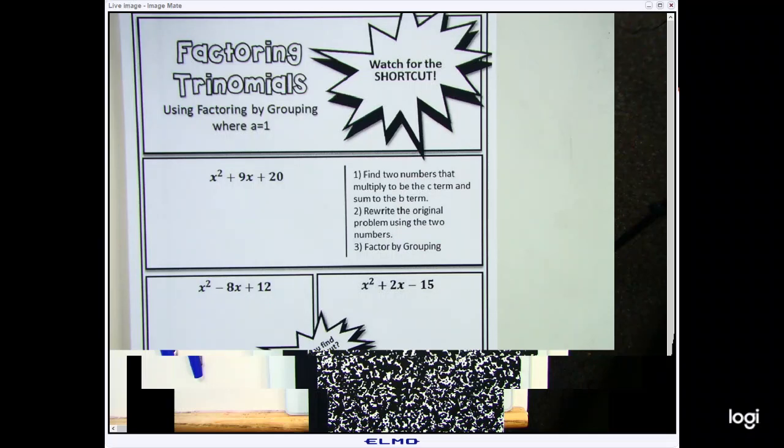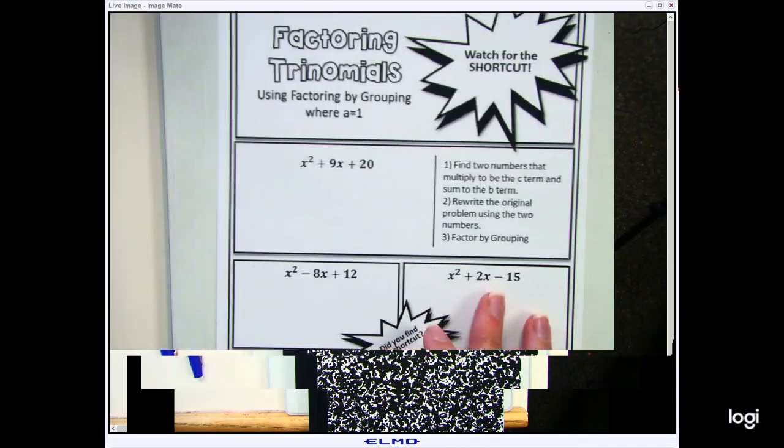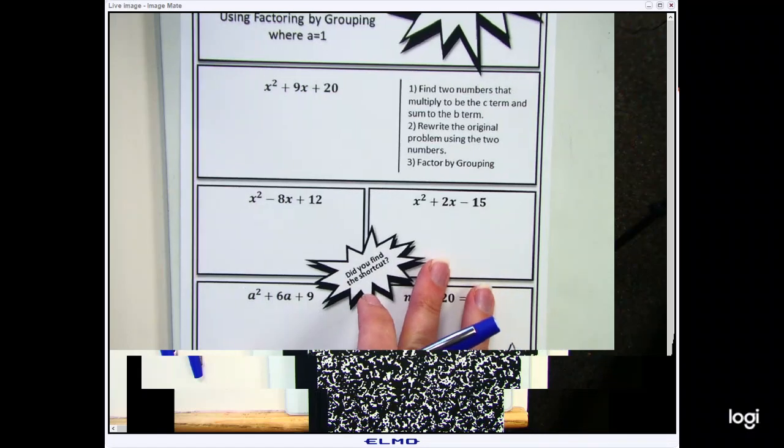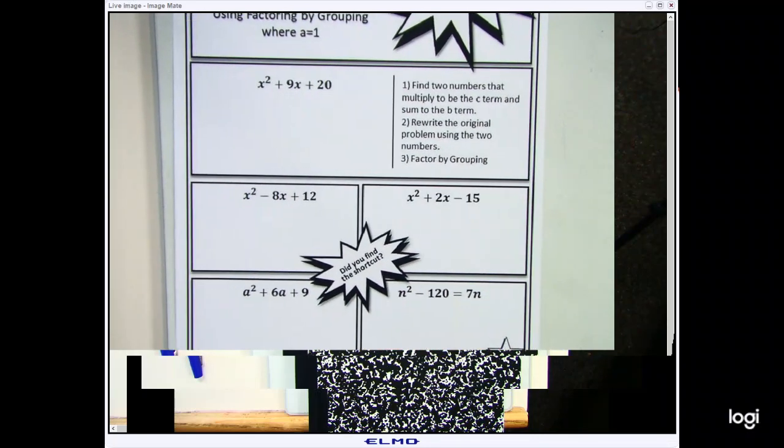Okay, factoring trinomials. And you see right here, watch for the shortcut. I'm serious about that. I'm not going to tell you the shortcut first. Watch for it, and at the end we'll see if you have figured it out. We're going to use some of the knowledge we've practiced over the past couple of days. All right, I need to factor this trinomial.